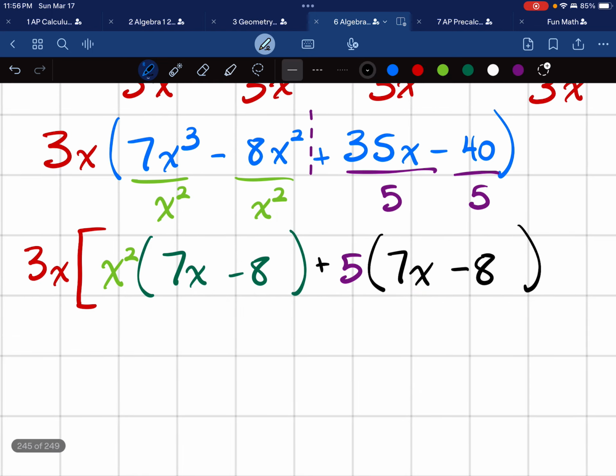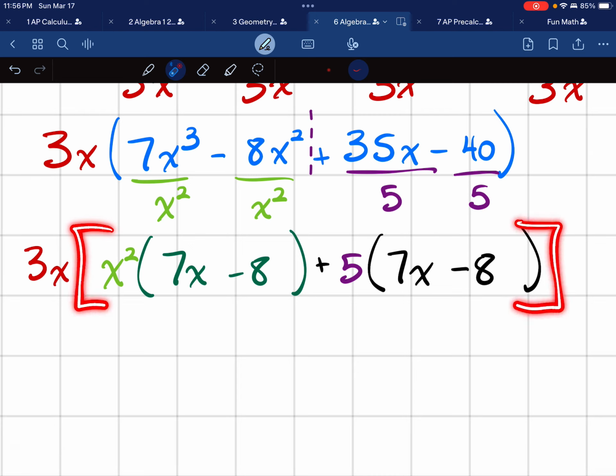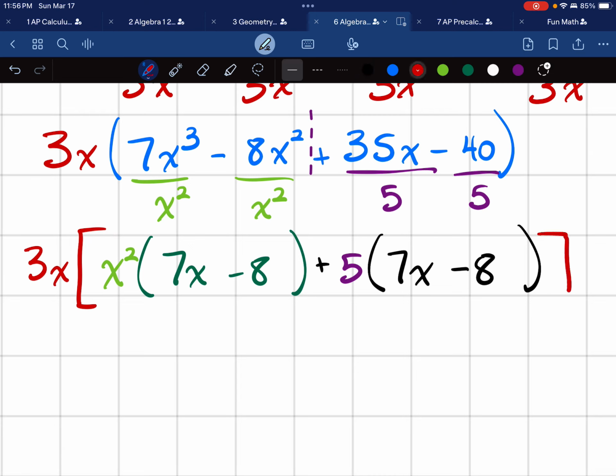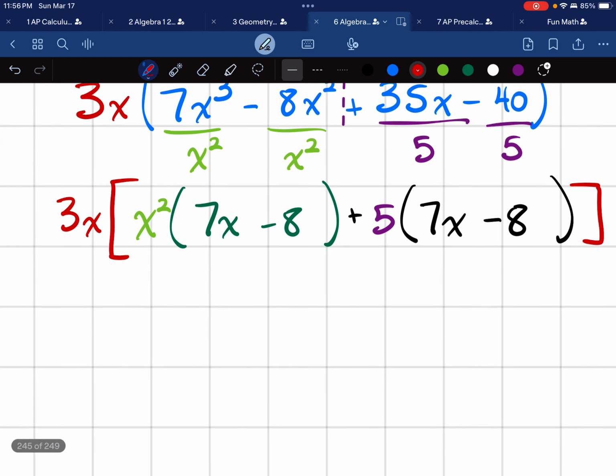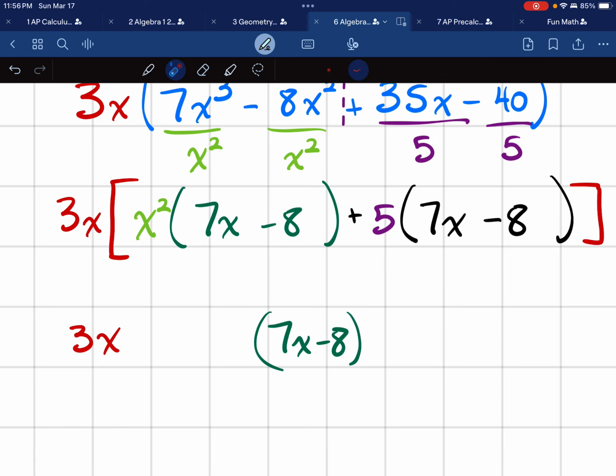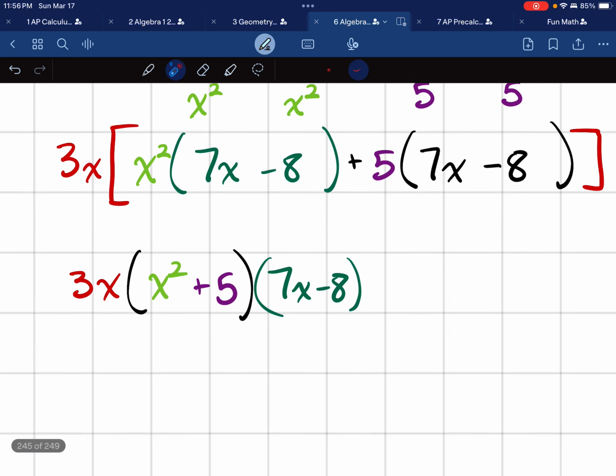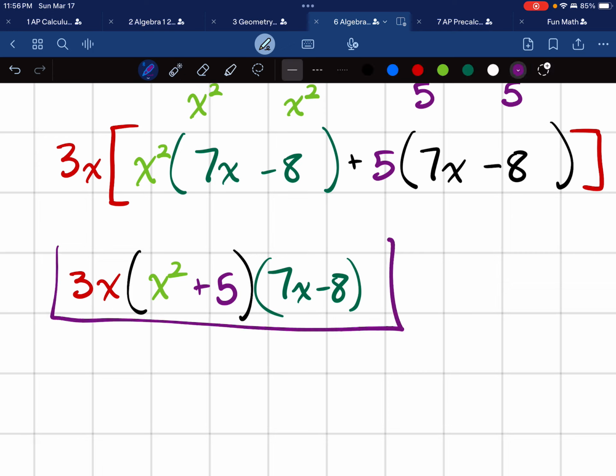By the way, I do need to close my end bracket here, so I'm going to close that over here, and I'm going to rewrite that pesky 3x out front and ask, how many copies of this 7x minus 8 do I have? I'm going from 2 copies of 7x minus 8 into 1 copy of 7x minus 8. And how many do I have? I have x squared plus 5 of those terms. So I have a total of x squared plus 5 of those 7x minus 8s. And here is the final answer. We can go ahead and box it.